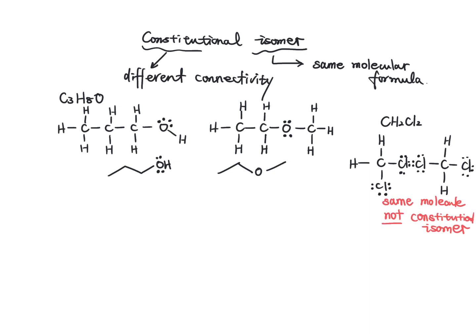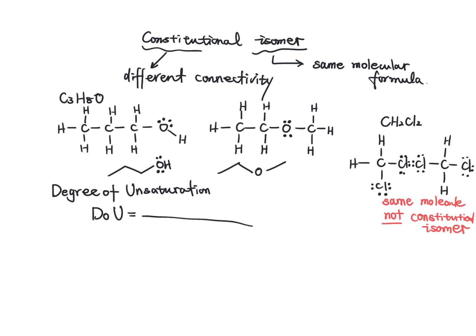Now you may have a question: how can we draw out constitutional isomers? Before that, what I want to do here is introduce the idea of degree of unsaturation. We'll write it out right here. Degree of unsaturation is basically a calculation based on the formula that will tell you the structural features of the molecule you are going to draw that satisfies the molecular formula.